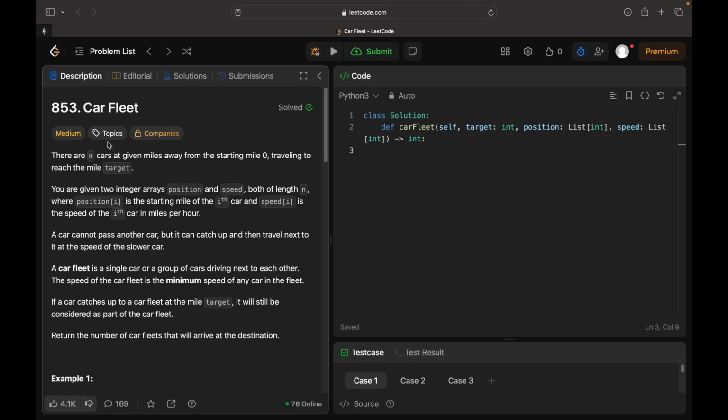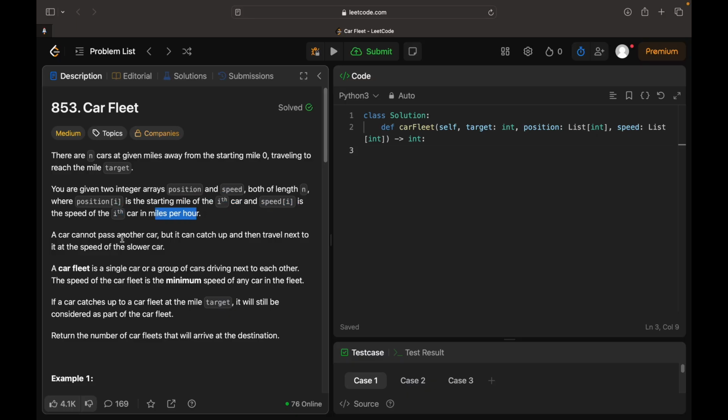Let's solve LeetCode 853, Car Fleet. There are n cars at given miles away from the starting mile 0, traveling to reach the mile target. You're given two integer arrays, position and speed, both of length n, where position[i] is the starting mile of the ith car and speed[i] is the speed of the ith car in miles per hour.